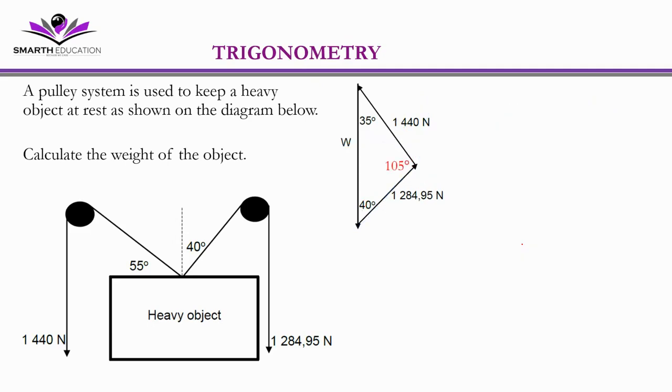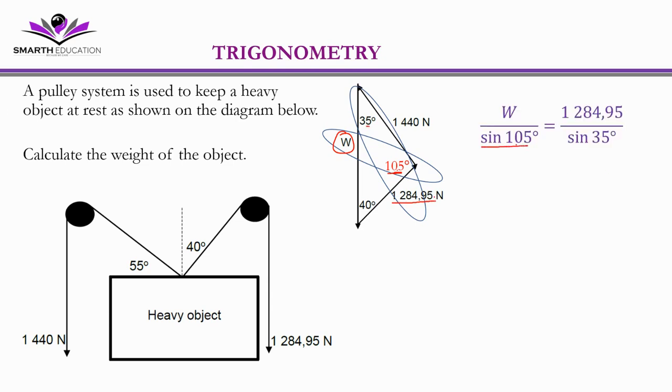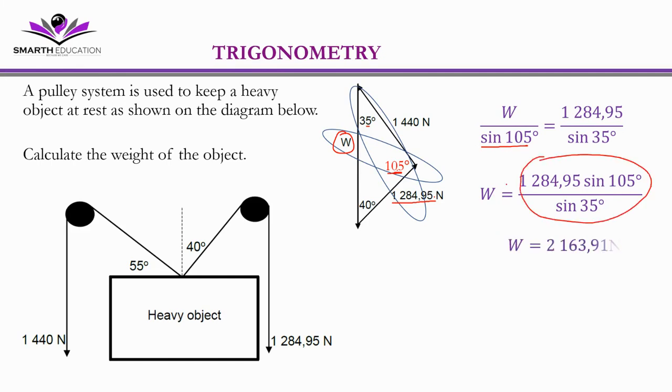We could have used the other combination of side and angle. So we have this side and angle combination, and then also this side and angle combination. You see that? Also, it's going to give us the same answer. So we have one unknown, W over sine 105 is equal to 1284.95 over sine 35. And then we multiply by sine 105 on both sides of the equation. We get this. Okay. And then just put this in the calculator. What you get? We get the weight is 2163.91 newtons.